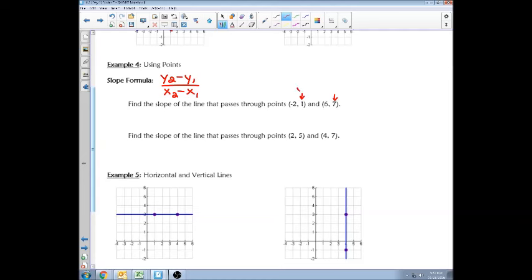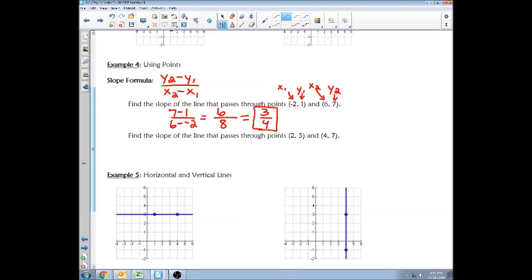So I'm going to call this y1. I'm going to call this y2. Using my formula to get my numerator, I would take 7 minus 1. Okay? This is going to be my x1, and this is going to be my x2. So to get my denominator, it would be 6 minus negative 2. Well, 7 minus 1 would get me 6. 6 minus a negative is saying the same thing as 6 plus. So this would be 8. I can simplify that. They are both divisible by 2, so it would be 3 over 4.